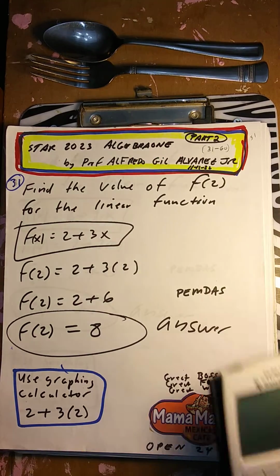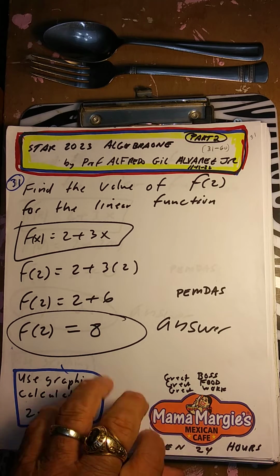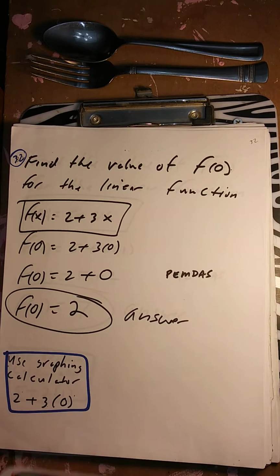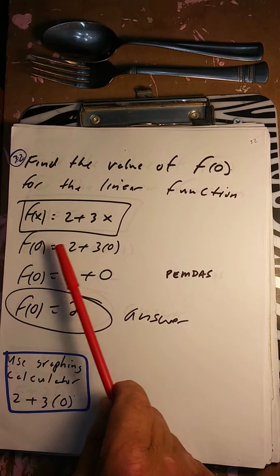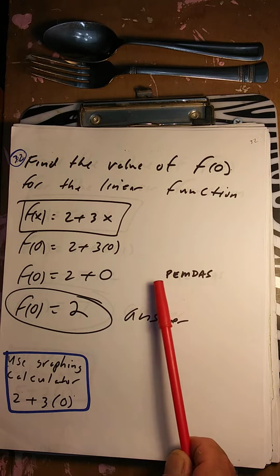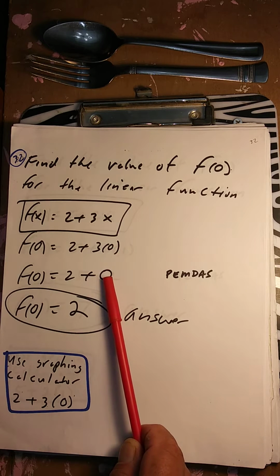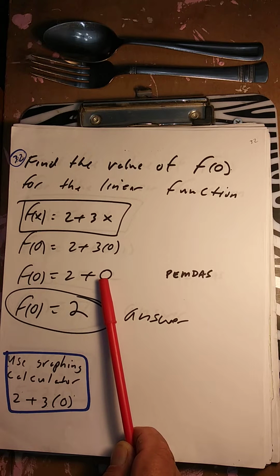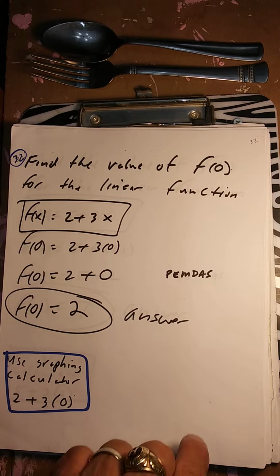Alright, let's go to the next question. Find the value of f of 0 for the linear function. So, put a 0 there, put a 0 there. Again, order of operations, you have to multiply first. 3 times 0 is 0, and then 2 added to 0 is 2. Or you can use the graphing calculator, of course.